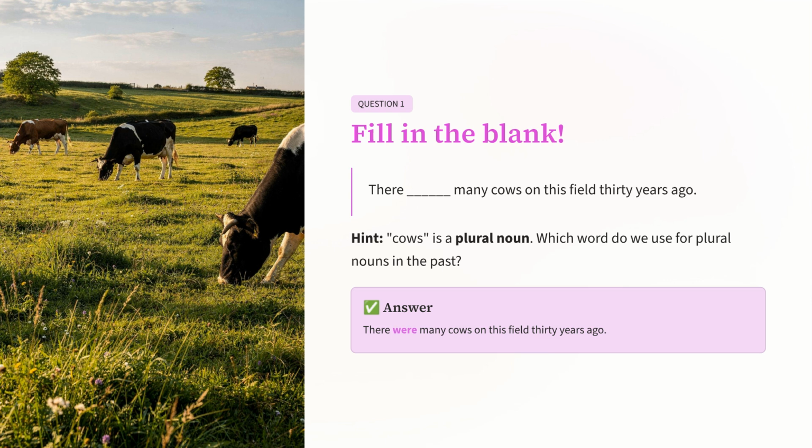Question 1. There blank many cows on this field 30 years ago. Cows is a plural noun, so we use were. The answer is, there were many cows on this field 30 years ago.